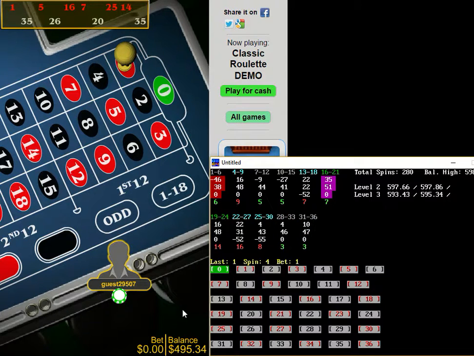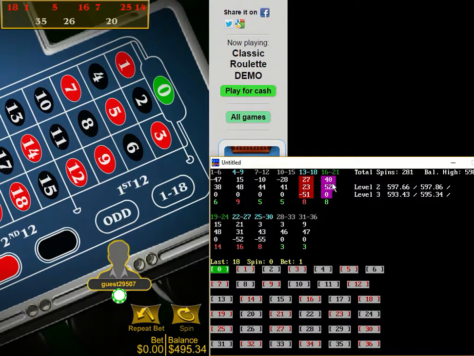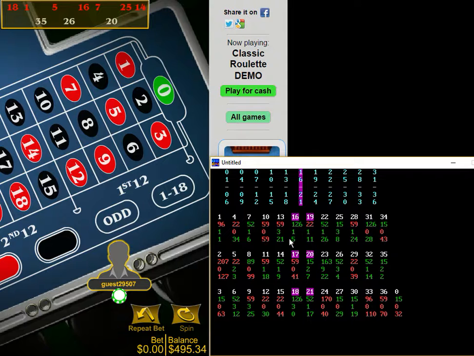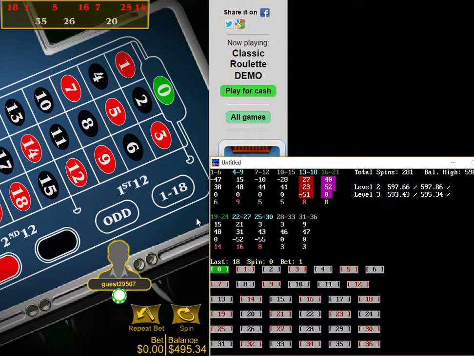35. One. 18. Okay, good, good. All right, this is what I'm talking about. Now I can consider betting if I look at our selection, 16 to 21. It's very strong. Okay, we have a strong selection, so that's the first thing.